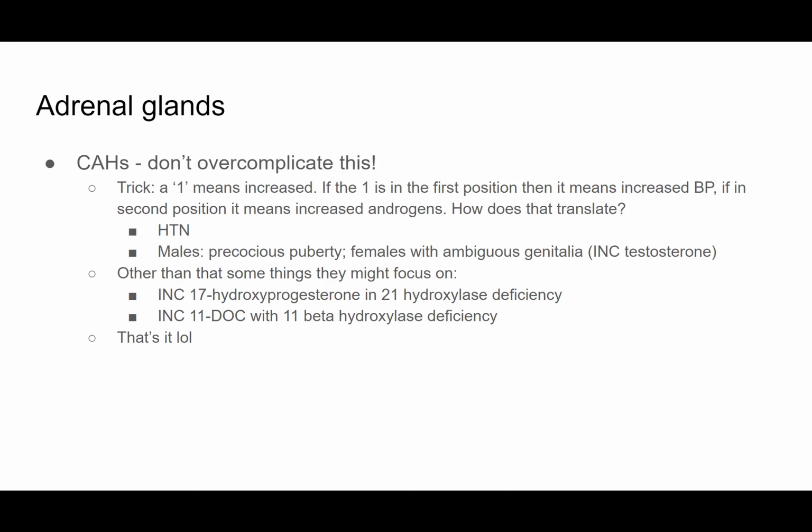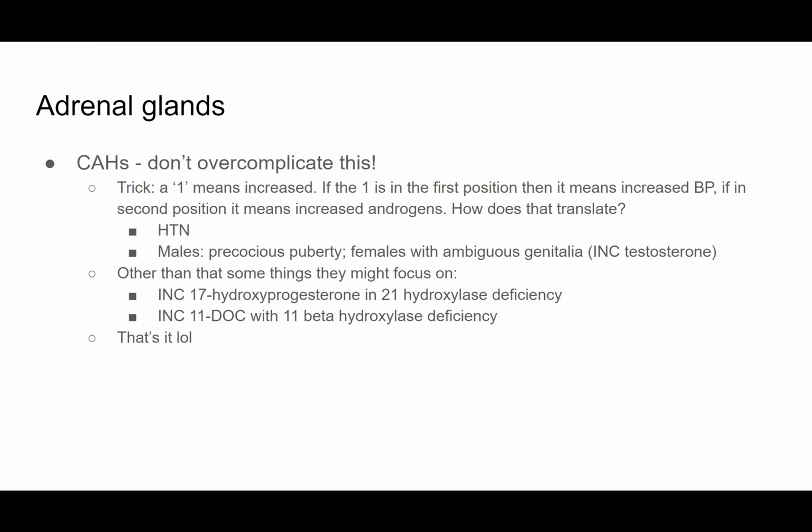So how does this translate? If you have a 1 in the first position, it's hypertension. For androgens, in the males you're going to see precocious puberty, and in the females you're going to see ambiguous genitalia. Why? Because you have increased testosterone. Increased testosterone in the male is going to stimulate puberty, but in the females you're going to have a masculinization. So you're going to have ambiguous genitalia because of the excess testosterone.